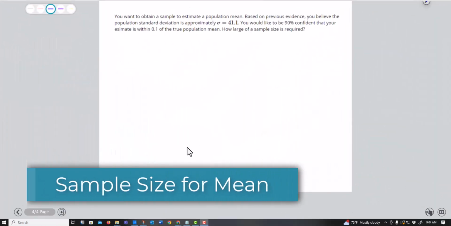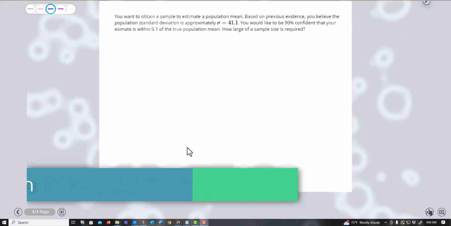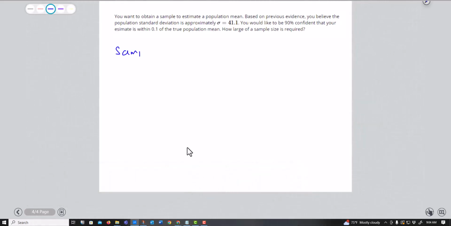Okay, this says you want to obtain a sample to estimate a population mean. So this is the sample size formula, where the sample size is n, for finding a sample size for a population mean. The formula is Z alpha divided by 2 times sigma, your population standard deviation, divided by your error, squared.